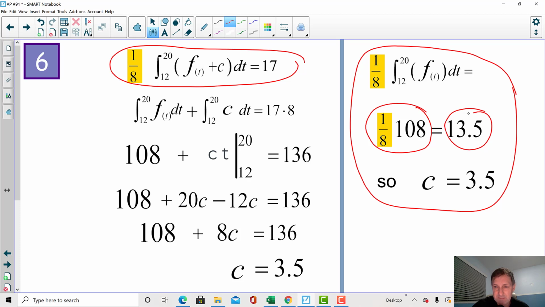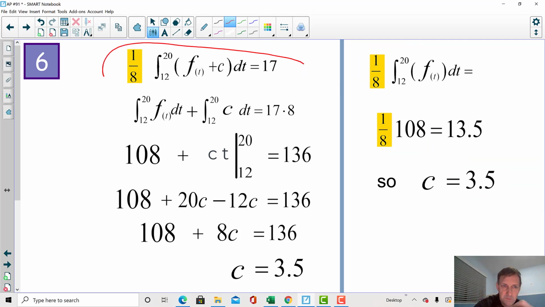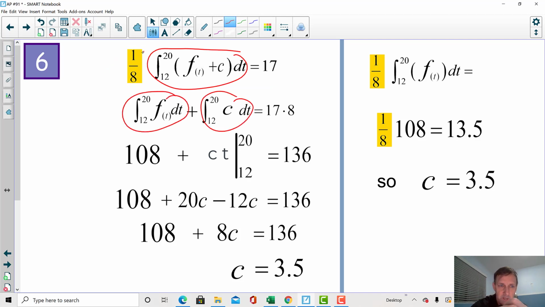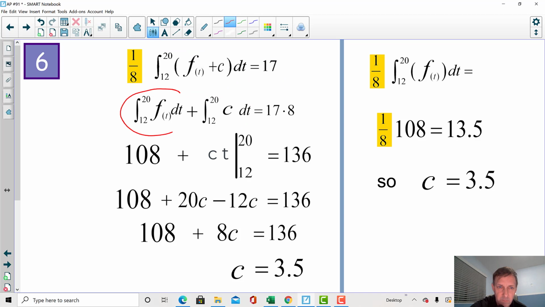So if we want it to be 17, the c would have to be 3.5. So let's do it the longer way. We got to solve the equation. We're going to first break this integral into two smaller pieces. We're going to get rid of the 1 over 8 by multiplying both sides by 8. So the right side is going to become 17 times 8. We know the value of this one is 108. We did that on the previous page.